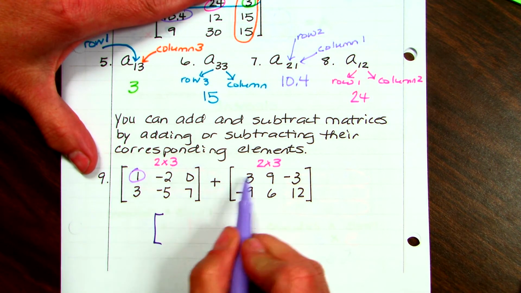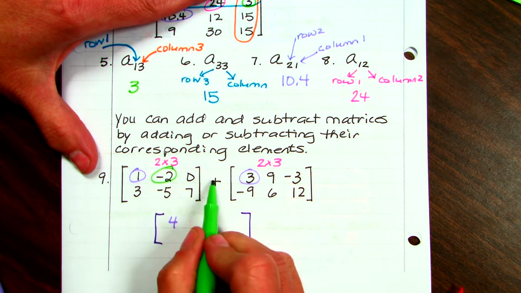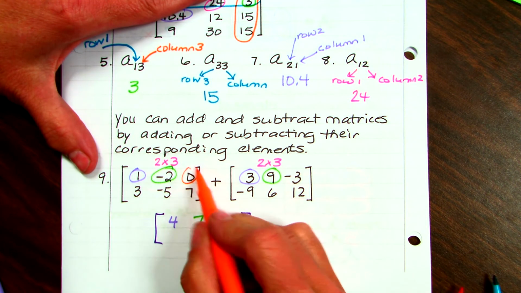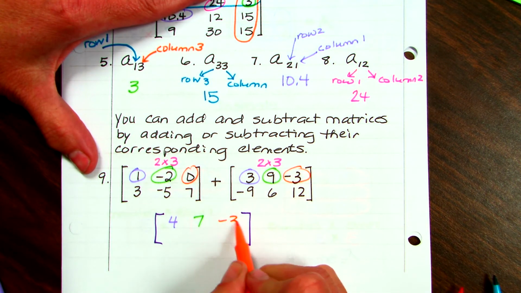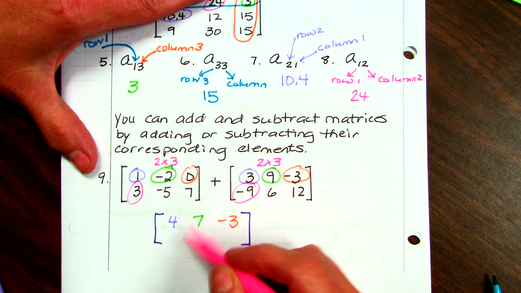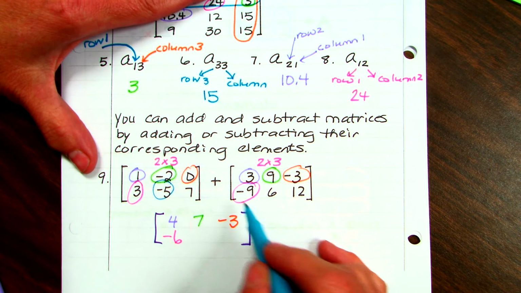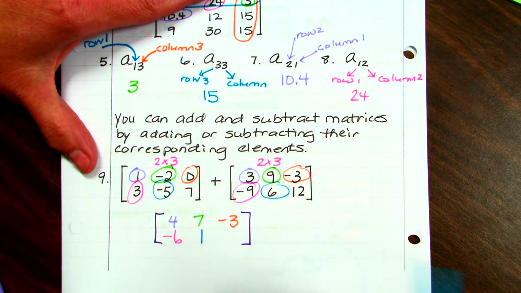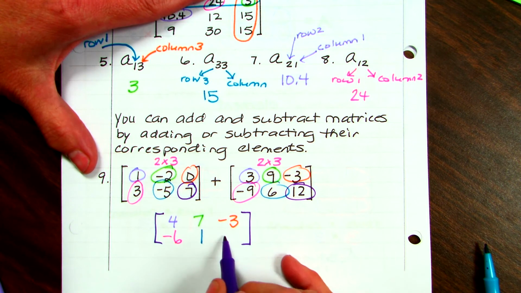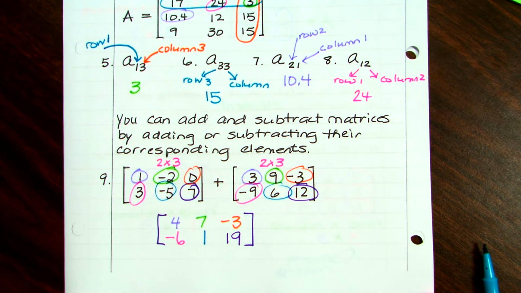So 1 plus 3 is 4. Negative 2 plus 9 is 7. 0 plus negative 3 is negative 3. 3 plus negative 9 is negative 6. Negative 5 plus 6 is 1. And then 7 plus 12 would be 19. So you just add their corresponding elements.